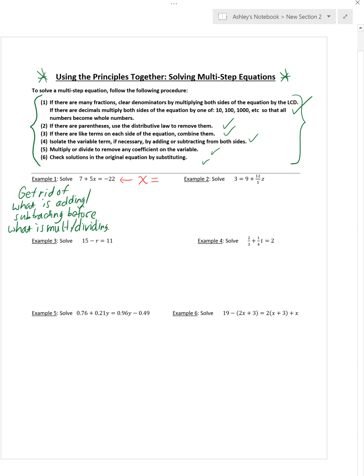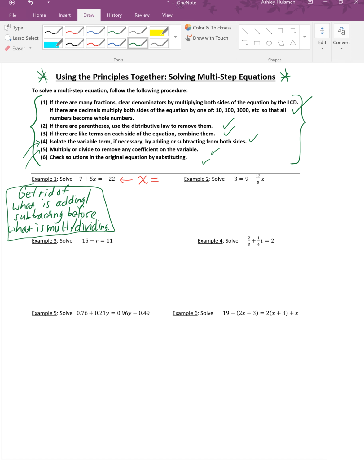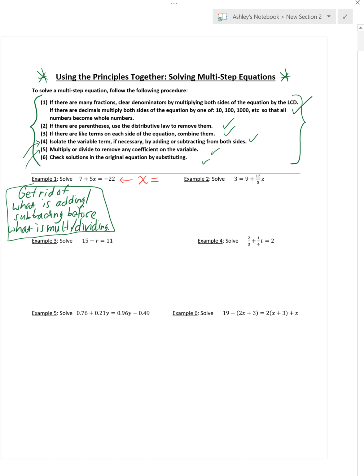And you will see that reflected in the steps above, the ones that just kind of give you a general outline on how to solve these. So you notice, I think step 4 here says that's how you want to get rid of what's adding or subtracting. And then step 5 is then you want to get rid of what's multiplying and dividing. And don't really worry right now, the first 3 steps are just for really complicated problems.